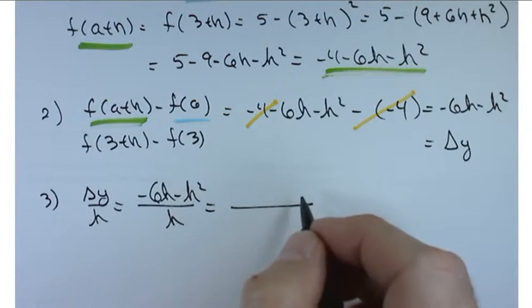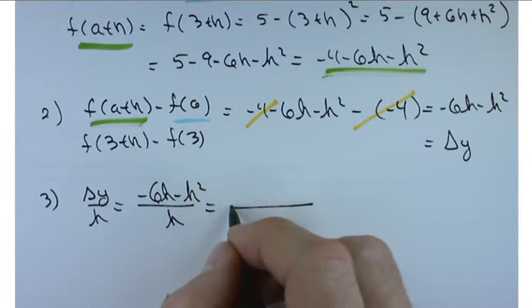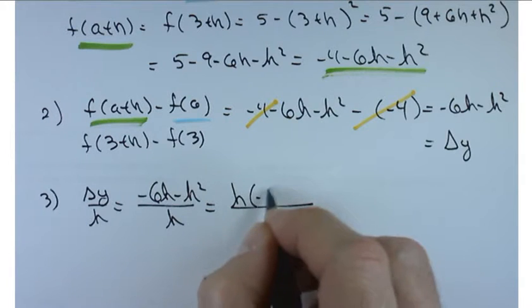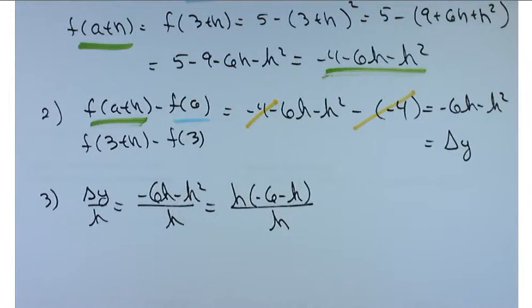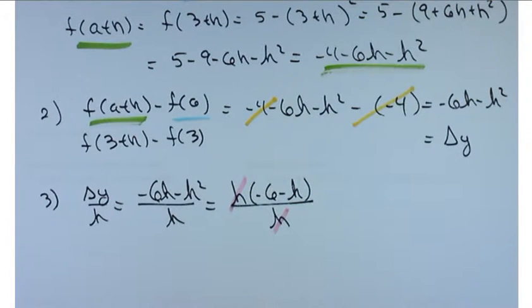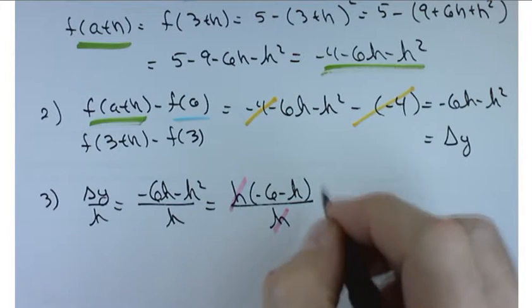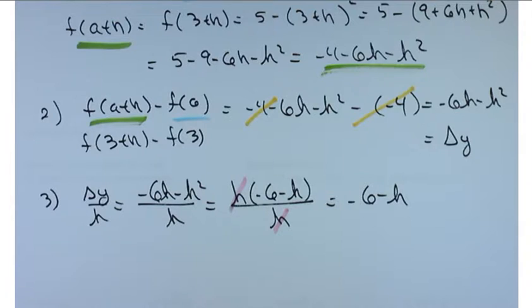Now, somebody asked me just a minute ago, do I need to factor? Here's where I would factor. I'd factor out the h, and you're left with minus 6 minus h over h. And that's helpful because now we can get rid of the h. The h cancels. Minus 6 minus h. Almost done.